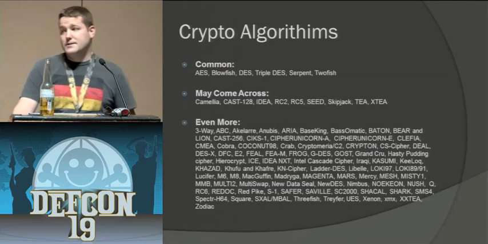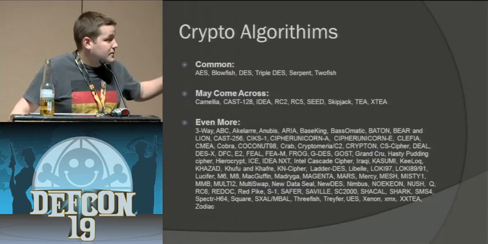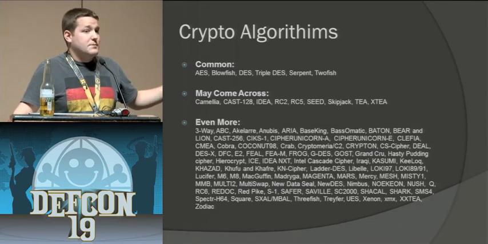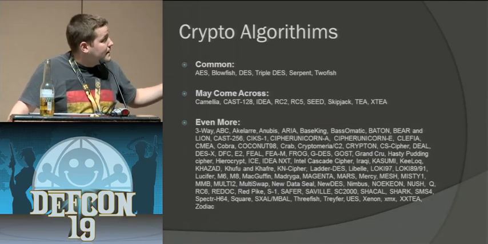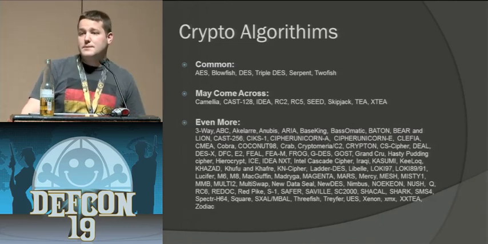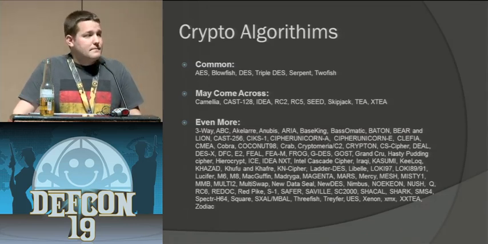Some of the common algorithms that are used for this, I know this is a wall of text, so this is pretty much proof that there are thousands and thousands of different crypto types out there. The most common ones are up there. Some of the ones you may come across and some of the programs you may or may not use are up there. And then there's even more.